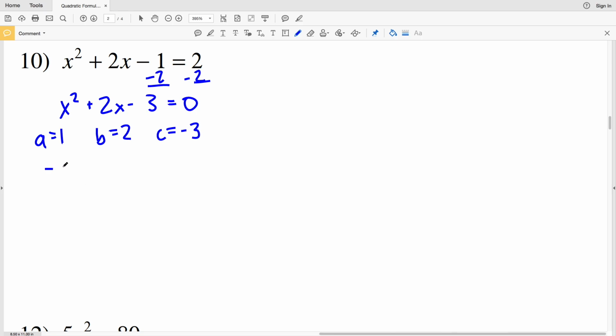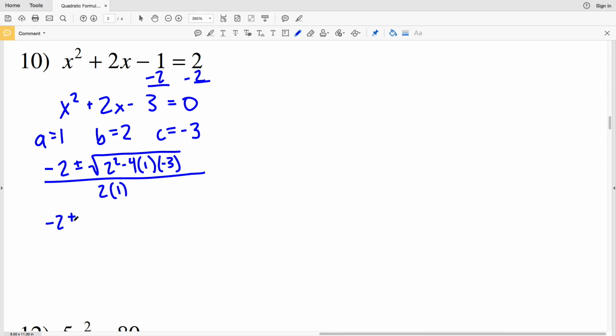So I'll have the opposite of b, the opposite of 2, plus or minus the square root of b squared, 2 squared, minus 4 times a, 4 times 1, times c, which is times negative 3, all over 2 times a, 2 times 1. So I'll have negative 2 plus or minus the square root. 2 squared is 4, and we're subtracting a negative 12, since 4 times 1 times negative 3 is negative 12, but that's the same as adding a positive 12, and we'll be dividing that by 2 times 1, which is 2.